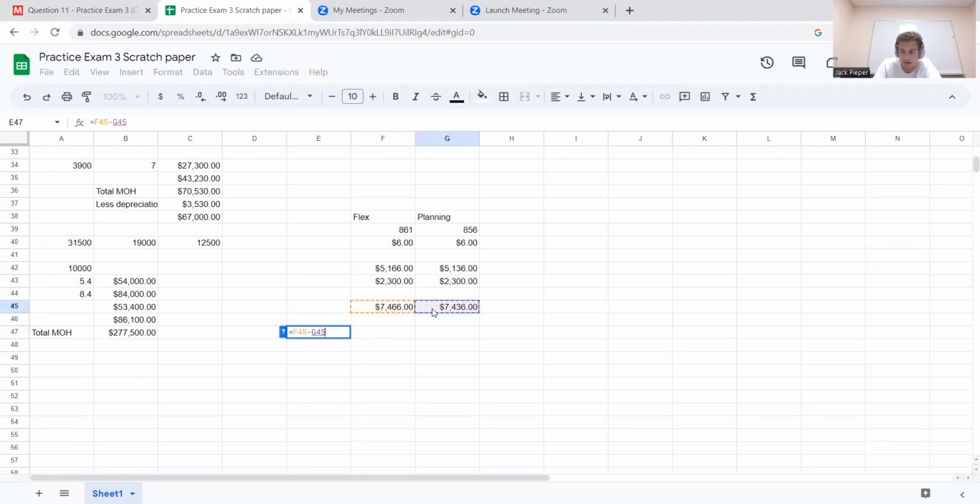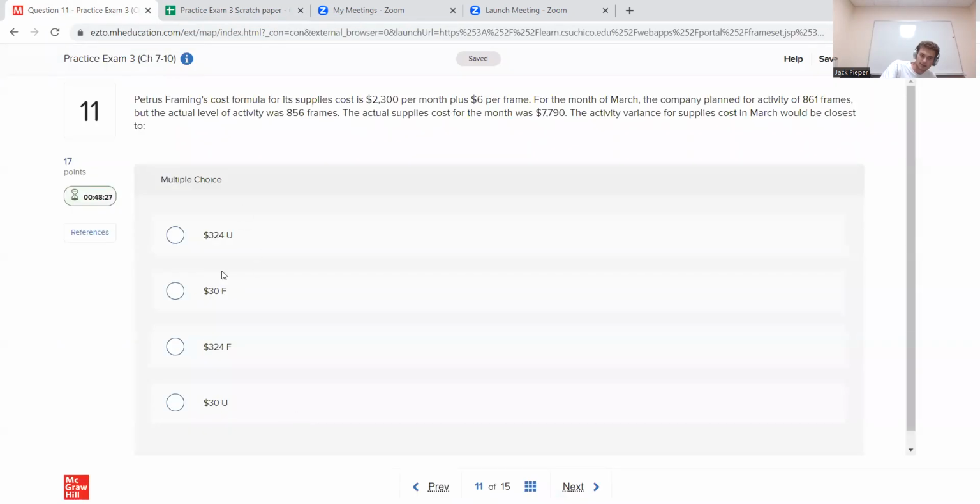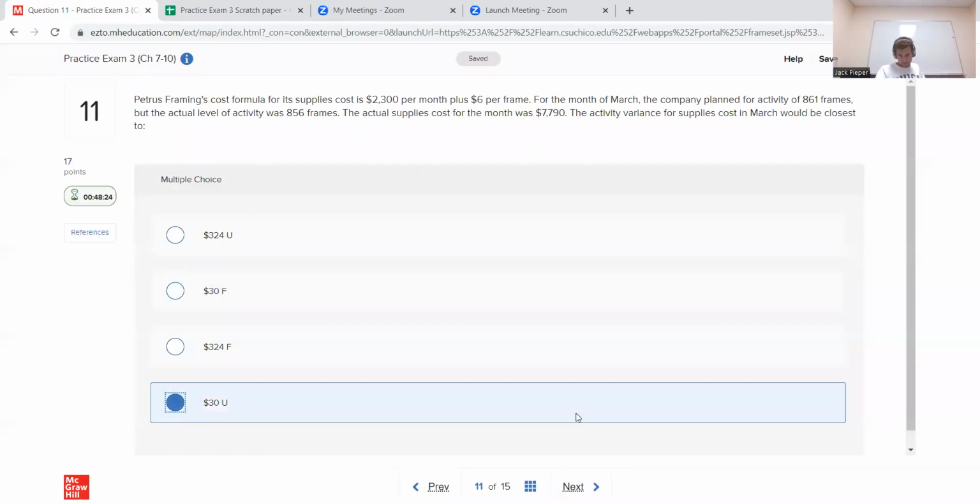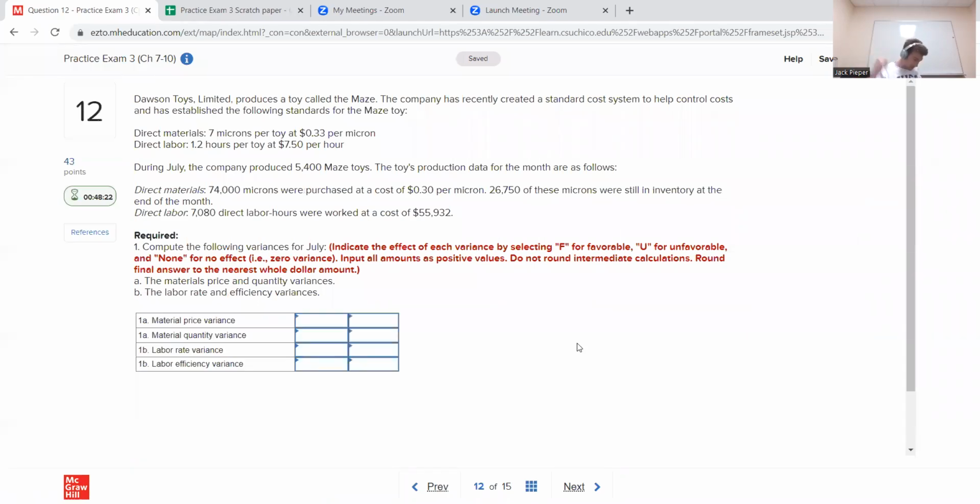So it's going to be an unfavorable difference, and I'll show you why. It's an unfavorable difference because we planned to spend $7,436 on supplies, but due to the activity increase, we actually spent $7,466. So that is a $30 difference, and that's unfavorable, because no one likes to spend more money than they have to.